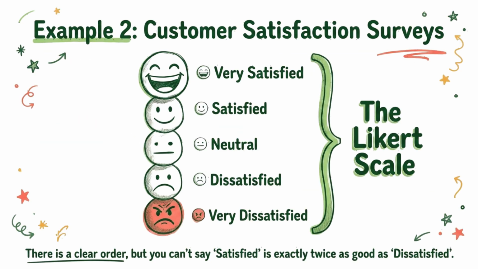Example 2, customer satisfaction surveys. Customer satisfaction surveys, very satisfied, satisfied, neutral, dissatisfied, very dissatisfied, are a classic example of ordinal data called the Likert scale. The order is clear, but you cannot say satisfied is exactly twice as good as dissatisfied. The gaps between feelings simply aren't measurable that way.